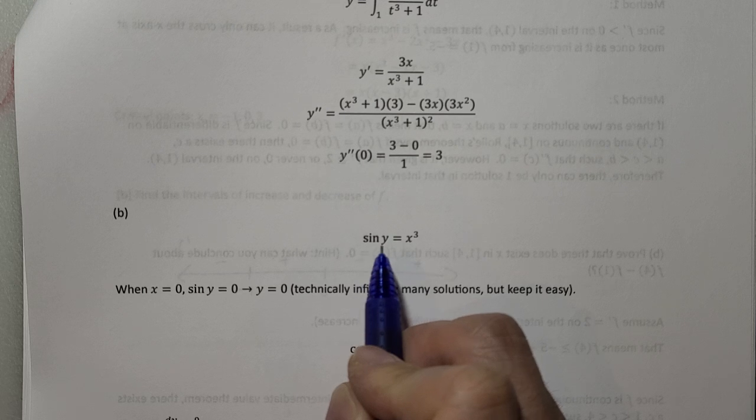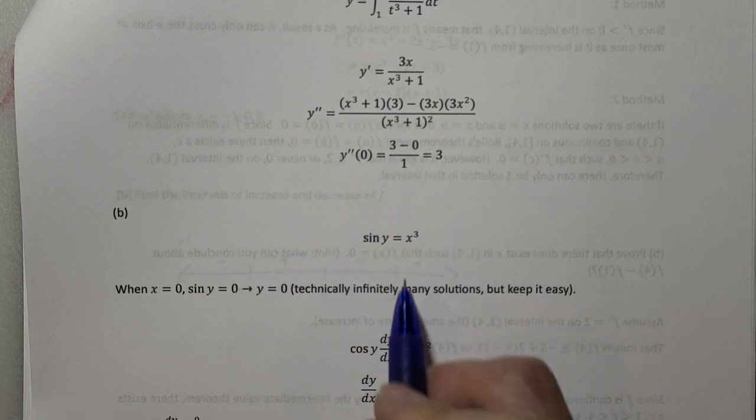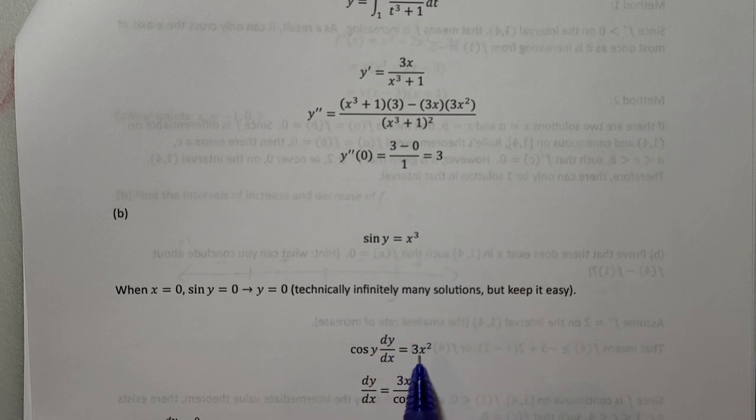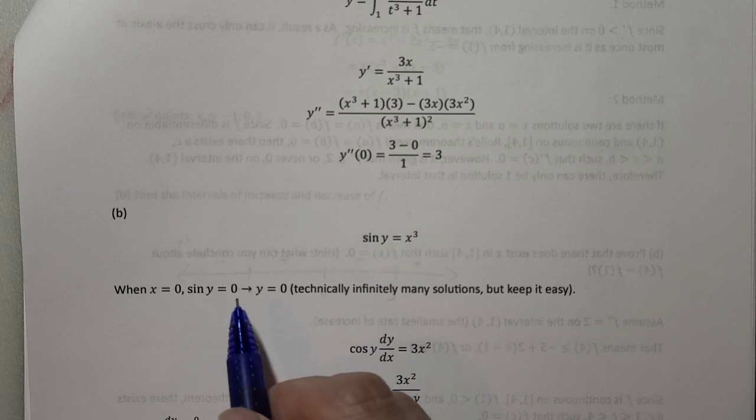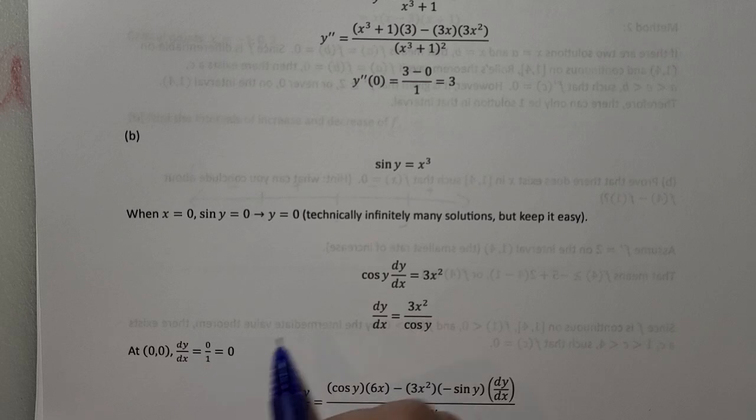Okay, so let's implicitly differentiate. Derivative of sine is cosine, but we differentiated y, so we need to tack on a dy dx. X cubed is just 3x squared. We start off with dy dx, that's this. So we can evaluate dy dx at our point 0, 0. So dy dx would just be 0. Easy enough, right? 0 divided by 1, 0.